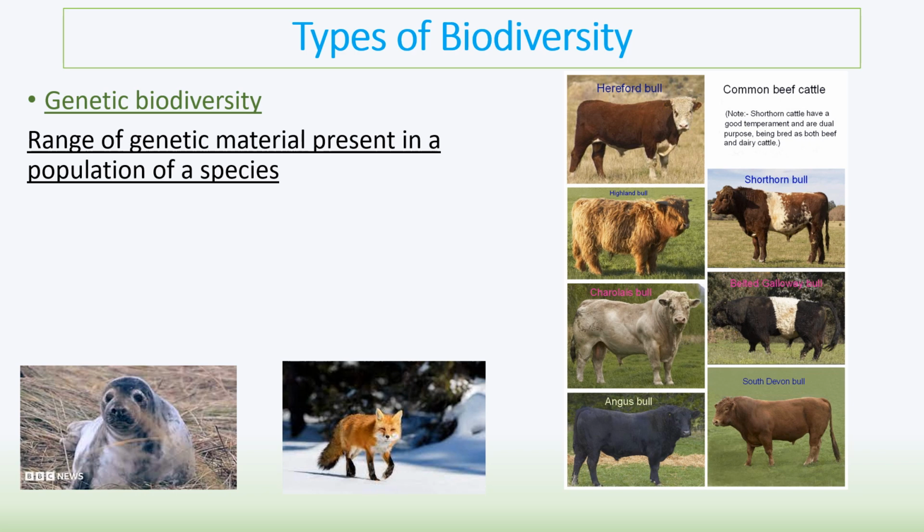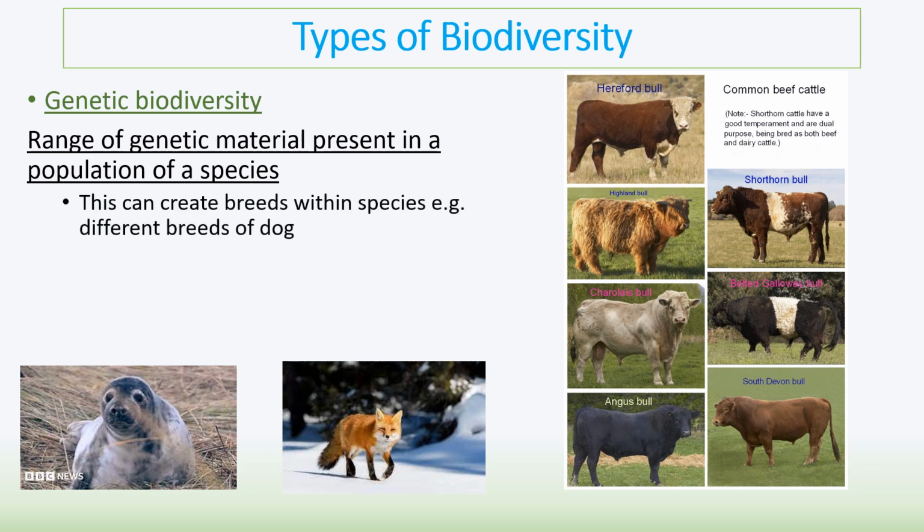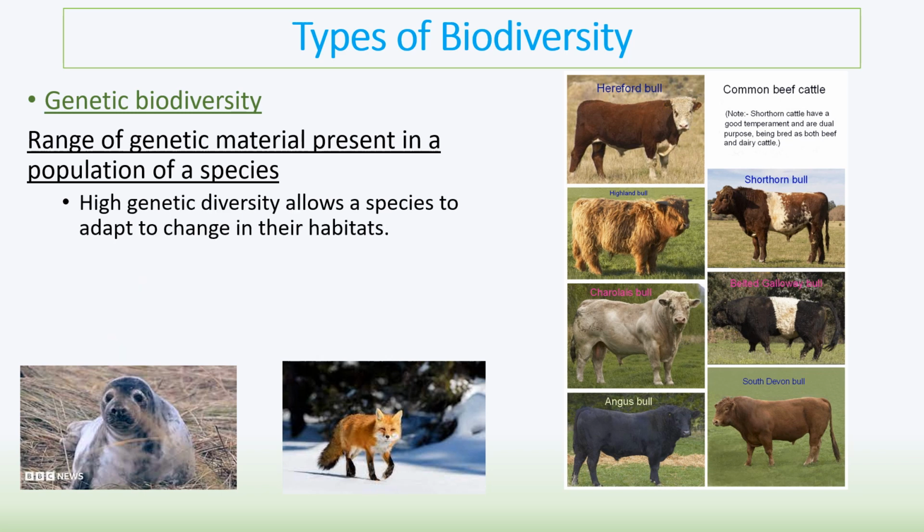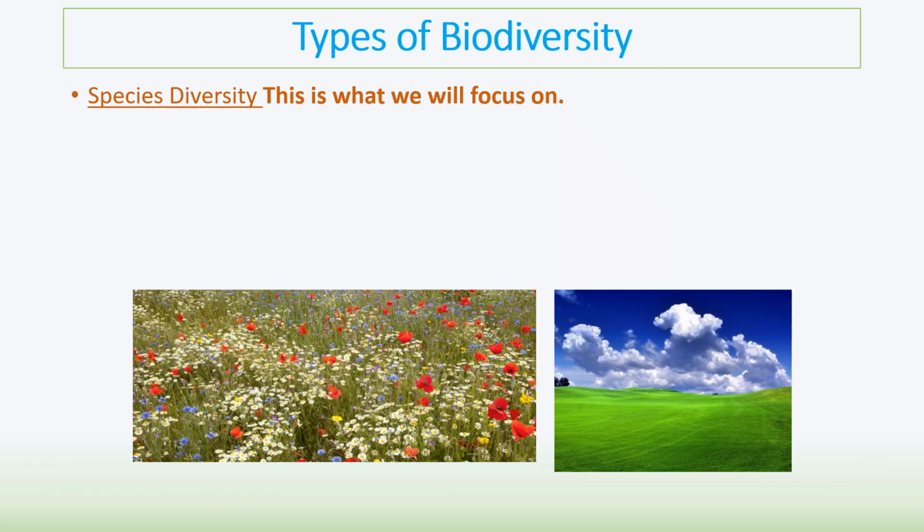Now, genetic diversity, this range of genetic material, is important because it can create different types of breeds of animals. Variation is important because obviously it makes us individual, but also if you think about it in terms of survival, if there is variation, it allows different adaptations and allows species to survive changes in conditions. So that makes it extremely important as a result.